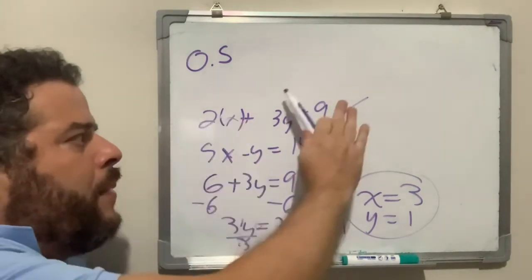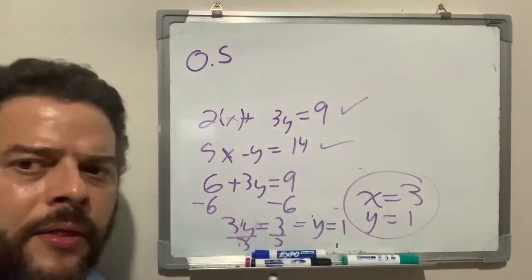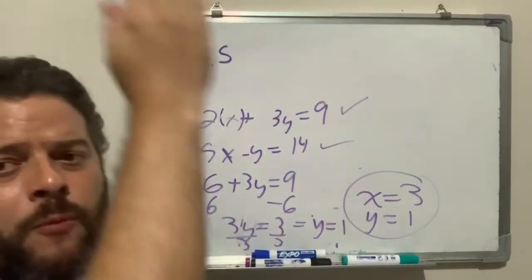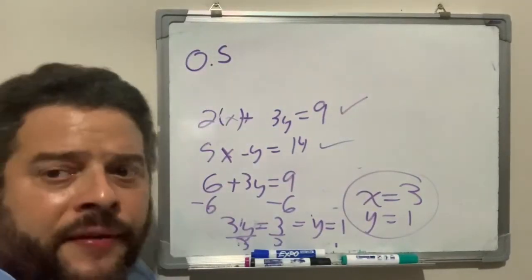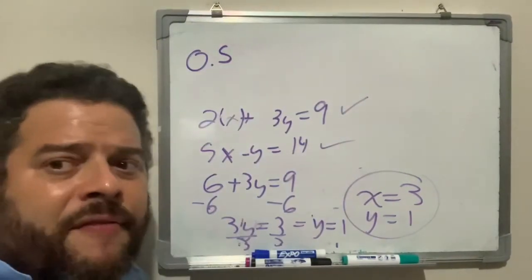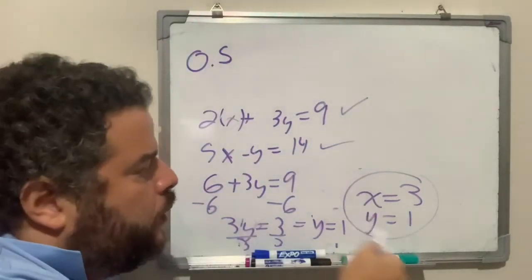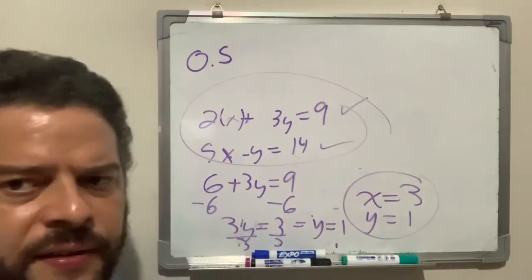You can't just work one by itself, solve it, and then the other one. The whole point of a system is the same x value applies through that system, the same y value, and you'll see later on the same z values and however many variables you have. They do not change. So that would be the solution to this system via substitution.